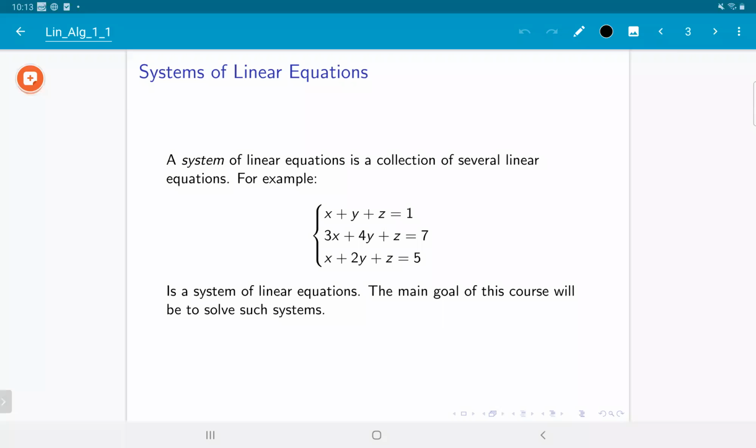A system of linear equations is a collection of several linear equations. There's an example. So there are 3 linear equations there, and one of the main goals of this course will be to solve systems of linear equations.